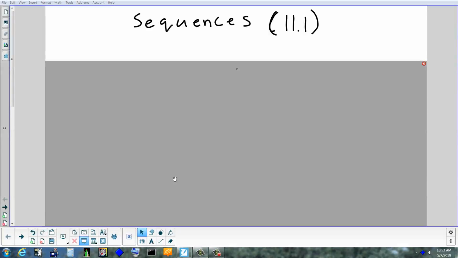All right, so the last two sections we're going to take a look at in the course are 11.1 and 11.2. You might have done a little bit with this in Algebra 2. You don't do it in Algebra 1. But it's on sequences, and then 11.2 will be on what's called a series.